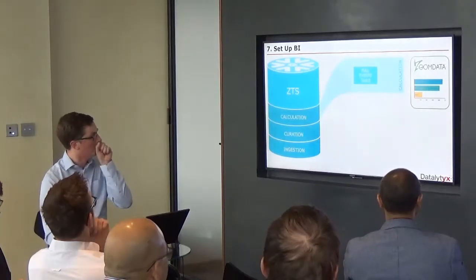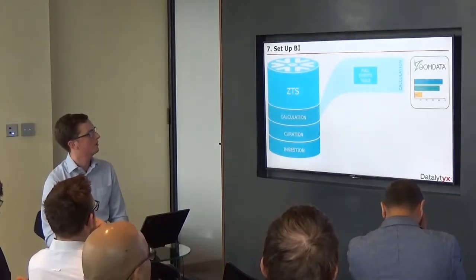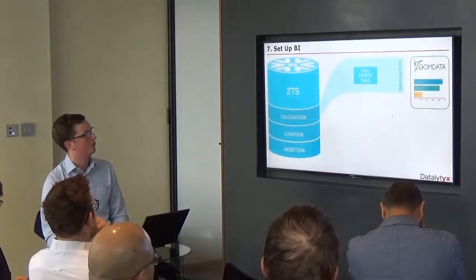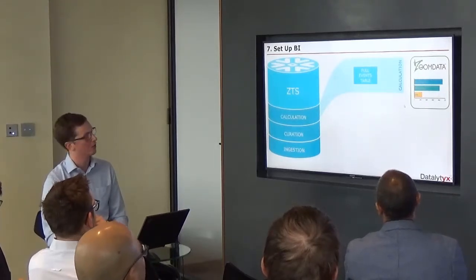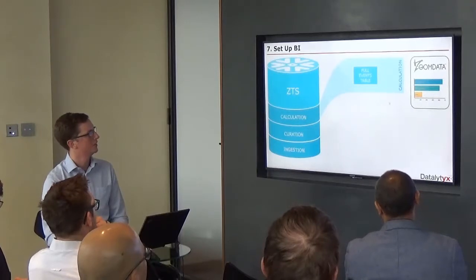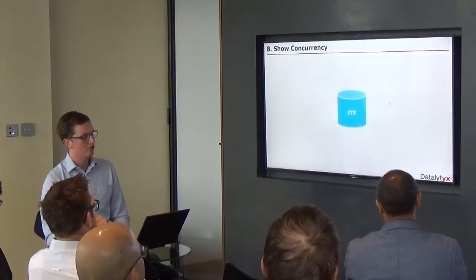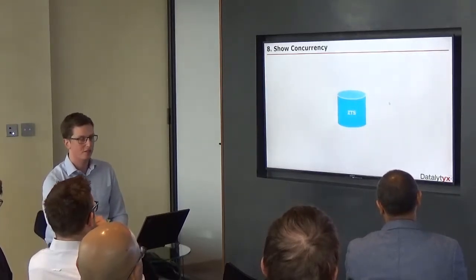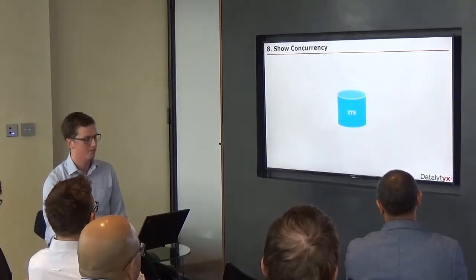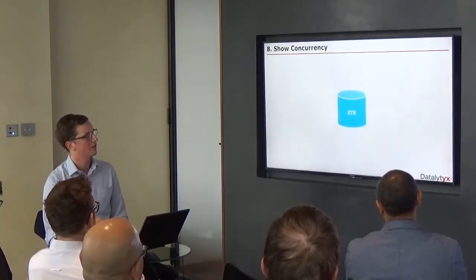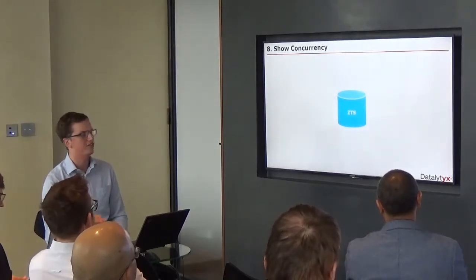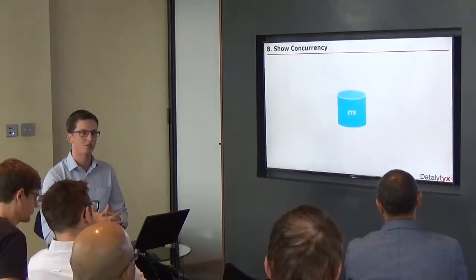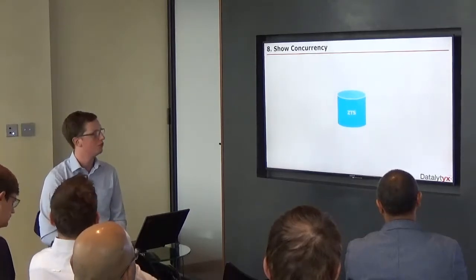Excellent. So at this stage we've now set up our BI, we've got that up and running, and we can see our data appearing in real time, pseudo real time, in our dashboard. Next up, we'll talk a bit about concurrency. Due to the way the Snowflake system is designed, there are some very neat features in preventing users blocking each other or consuming each other's compute resources.